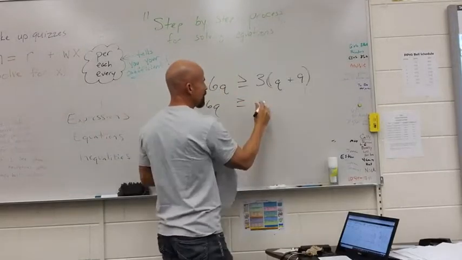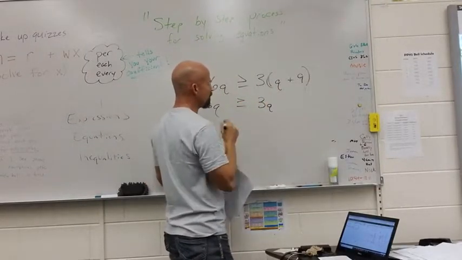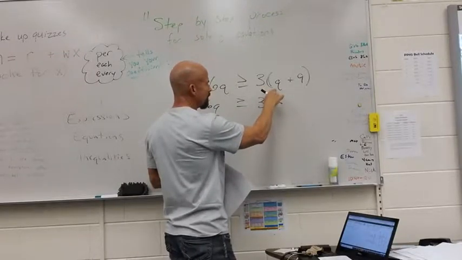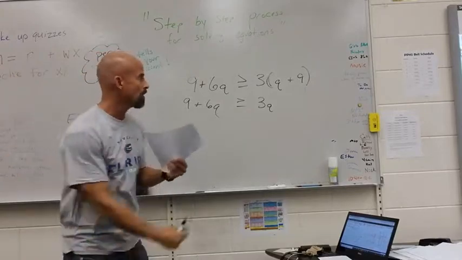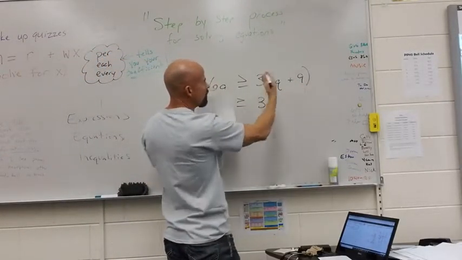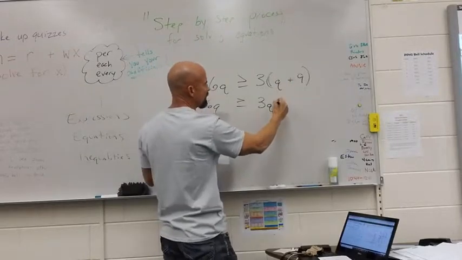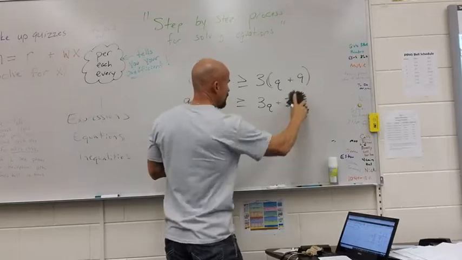Well, I can distribute that. I can say 3 times q is 3q. So that was just multiplying the first 2 terms. Then, for the distributive property, which will be up during the test tomorrow, I multiplied 3 times 9. And there's no negative sign or subtraction or anything, so the signs are easy. So that's 27.